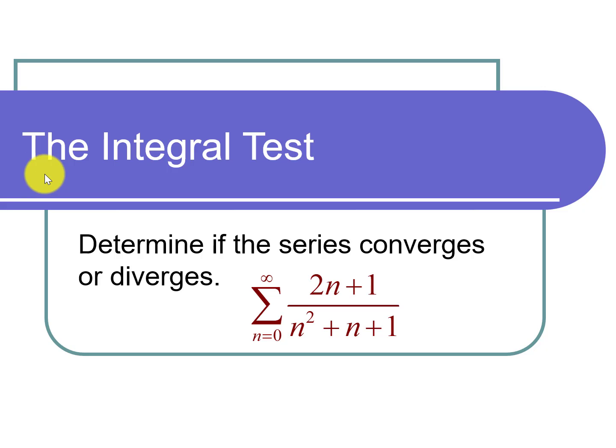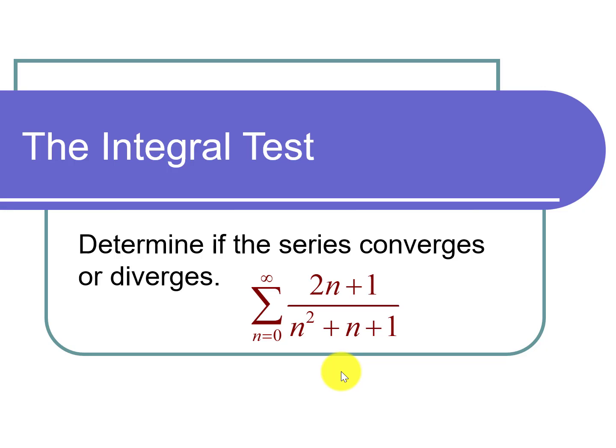This is a video on the integral test. The question states, determine if the series converges or diverges. And we have the summation n equals 0 to infinity of (2n plus 1) over (n squared plus n plus 1). So what's nice here is that the derivative of the denominator is equal to the numerator. So that gives us a hint that the integral test might be what we need to use.